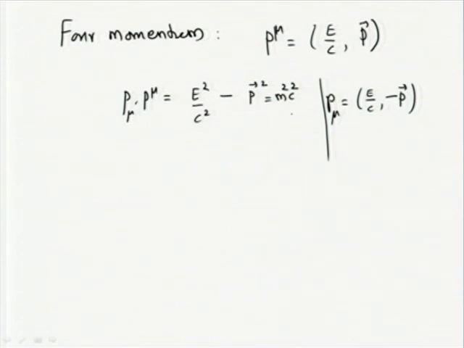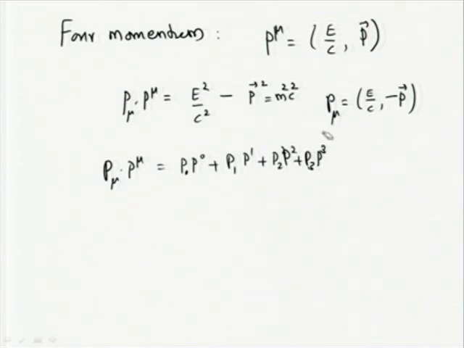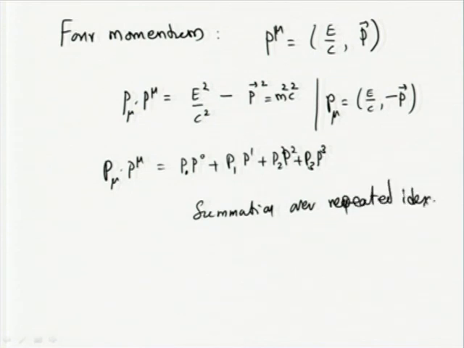Okay. So, as we said, when we say P mu P mu, it actually means P0 plus P1 plus P2 plus P3, and that is equal to m square c square, and summation over repeated index is as we have been considering as our convention.